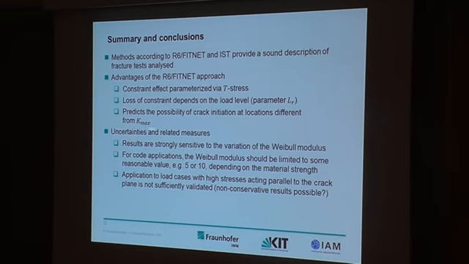And still there are some uncertainties in the applicability of this method, and the first one is that we see that results can be strongly dependent on the variation of the Weibull modulus. So a value of 5 to 10 could be said to be a limited value for some material groups, maybe depending on the material strength. It's important, I think, to say, because in the literature, if you look also at reactor pressure vessel steel, you often find m values in the range of 20 to 40, and this would be definitely too much in the case we have considered.